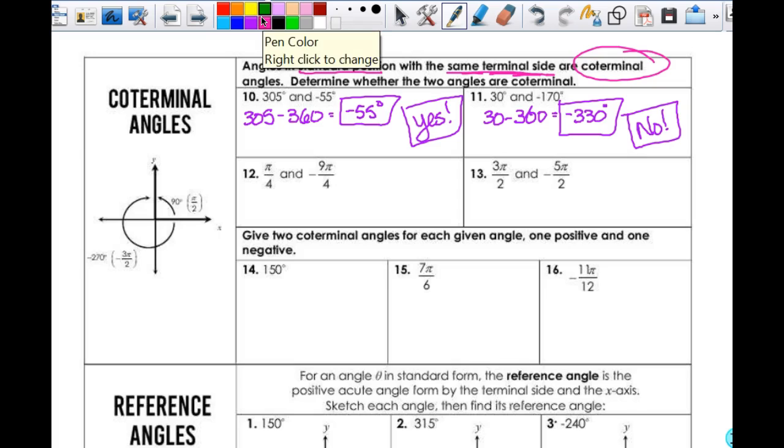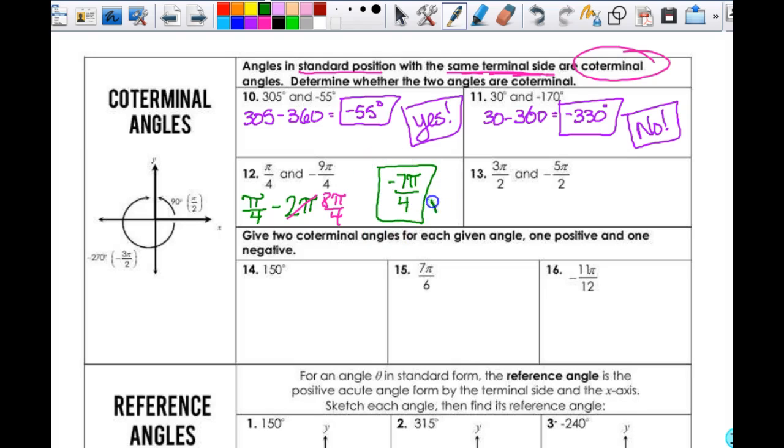So then I'm adding or subtracting what? 2 pi. Okay, so I'm going to start by subtracting 2 pi, but I don't really want to write 2 pi. Yes, I need a common denominator, but don't think of it that way. You're thinking in fourths. So instead of 2 pi, what would I write? 8 pi over 4, right? So I'm really taking pi fourths and subtracting 8 pi fourths, and that gives me negative 7 pi fourths. So are these coterminal angles? No.